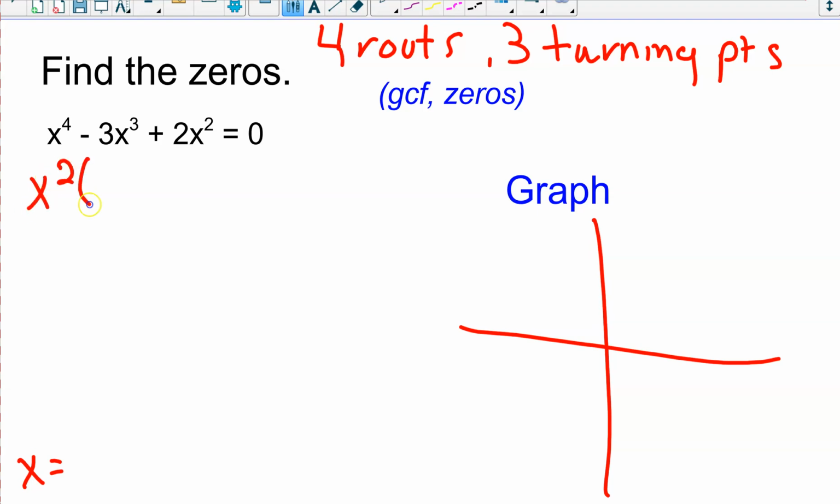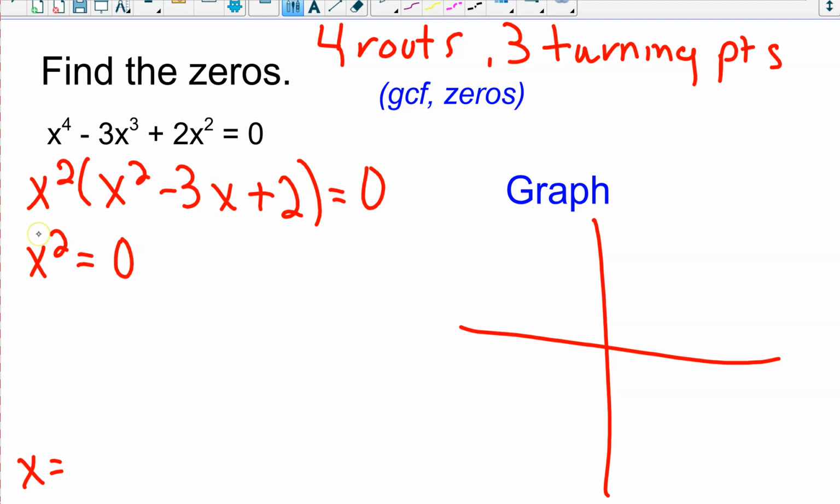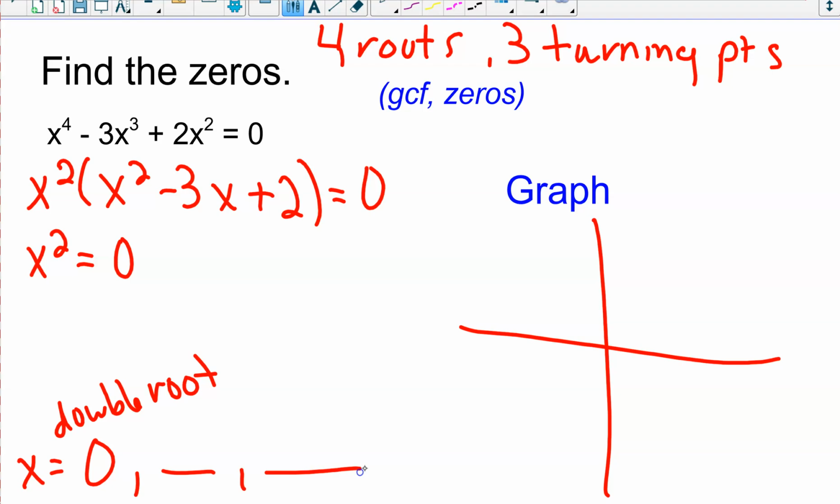So I could take an x squared out of everything. I'd be left with x squared minus 3x plus 2. And then I'd have x squared equals 0. So I have 0 as a double root. And so I'm looking for 2 more roots there. So I am just going to put this entire original problem into my calculator, and I'm going to show you that on my calculator. So pause the video right now and get that on your calculator, please.